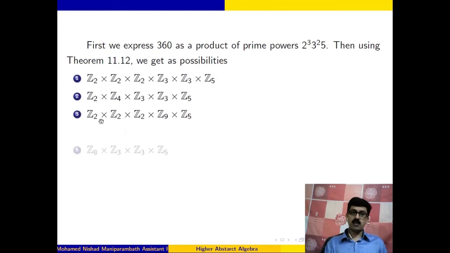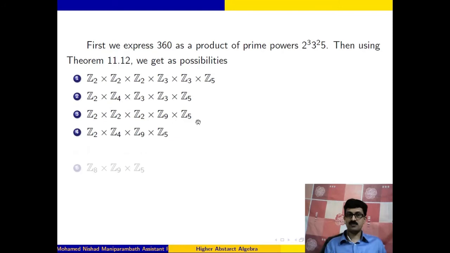Similarly, we can write 3 2s as Z2 cross Z2, and 3 square, that means Z3 square, that means Z9, cross Z5. Similarly, we can write this as Z2 cross Z2 square, that means Z4, cross Z3 square, that means Z9, cross Z5. So, we can write it as Z2 cross Z4 cross Z9 cross Z5.